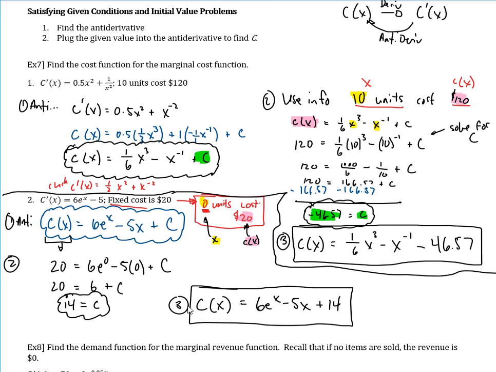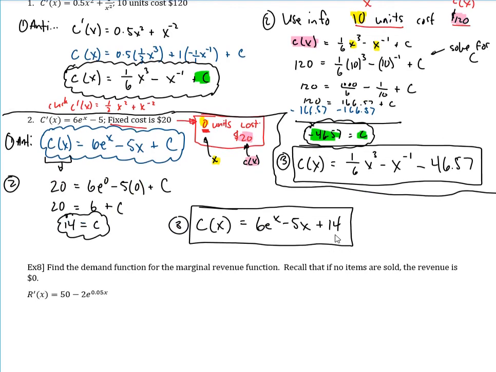Okay, so I put the kind of the harder one first. The second one is just with a different scenario with fixed costs. We just have to make sure we can decipher it. Okay, so that is our scenario with finding initial value problems. So initial value problems just means we're solving for C eventually. Solving for that arbitrary constant C. Okay, so let's do one more.